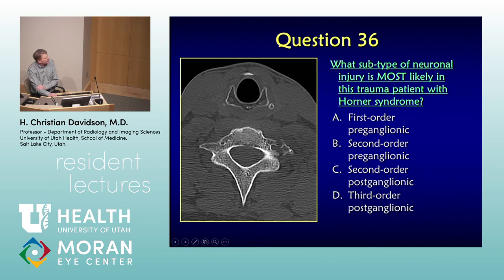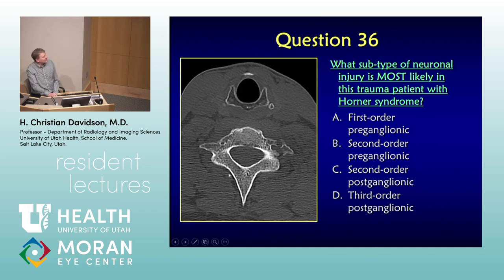They have a transverse process fracture here. And this patient presented with a Horner syndrome. Now, of course, with trauma and Horners, we get a CTA and everything. This person's CTA was normal, and this was the cause of the Horners. So what kind of Horners is this? Any volunteers? I did bring a diagram of this.